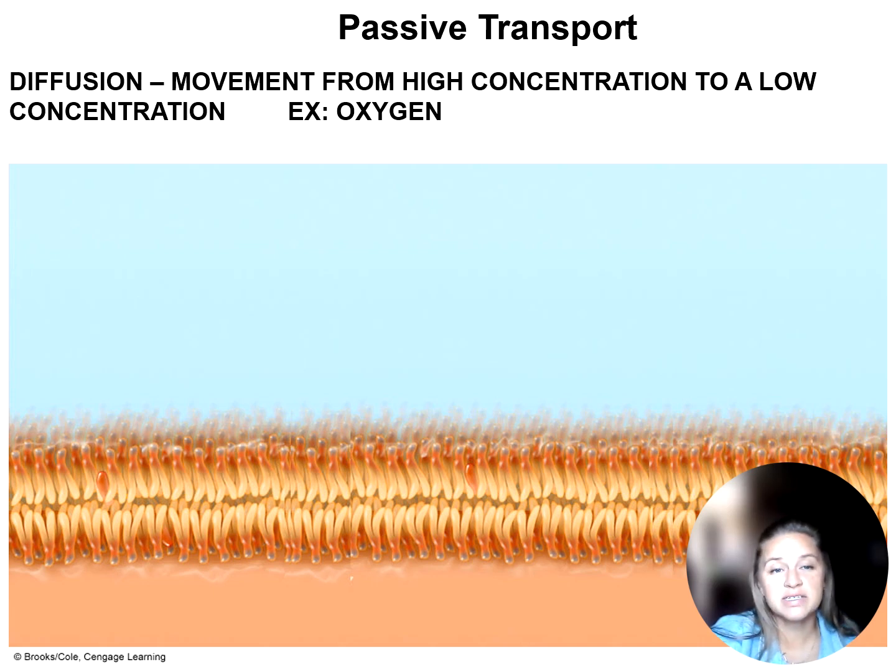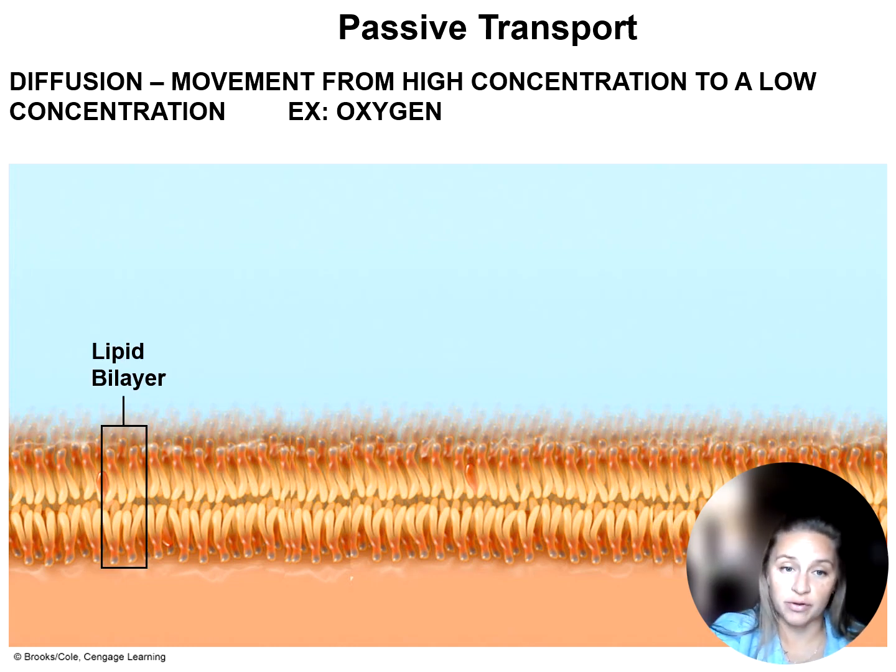Passive transport is sometimes called diffusion. Diffusion is always moving from a high concentration gradient to a low concentration gradient. And it means it just passively passes through the membrane. It doesn't require any energy. It doesn't require any membrane proteins. It doesn't need any help. It can just go right through.